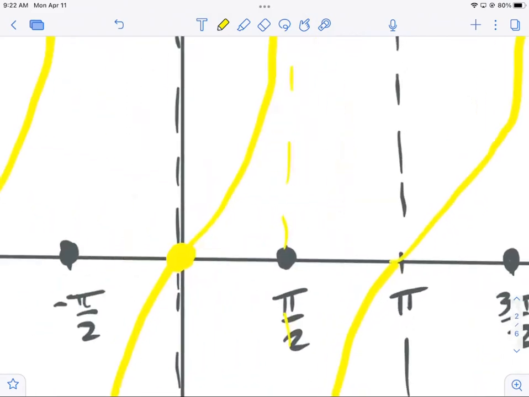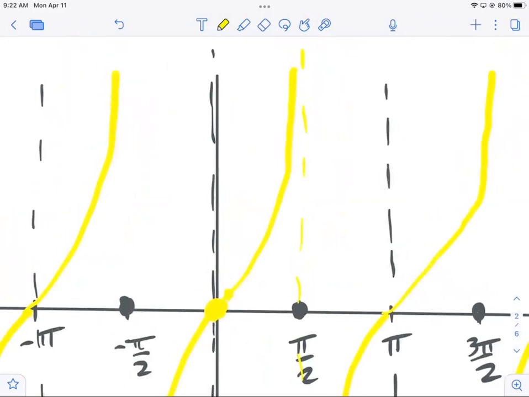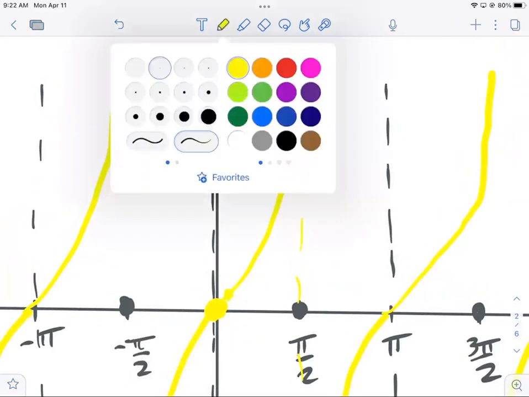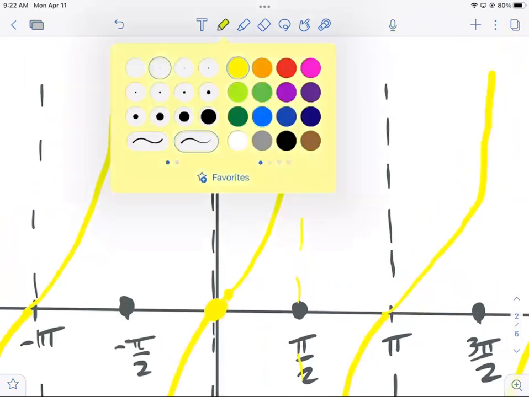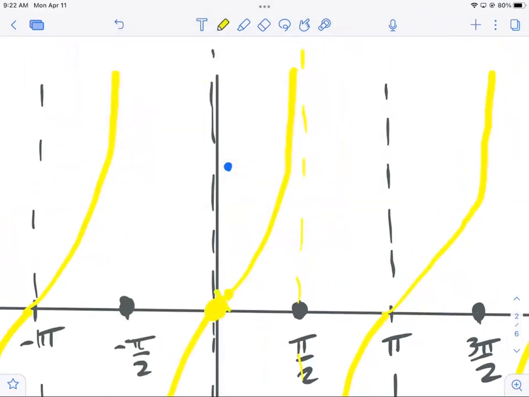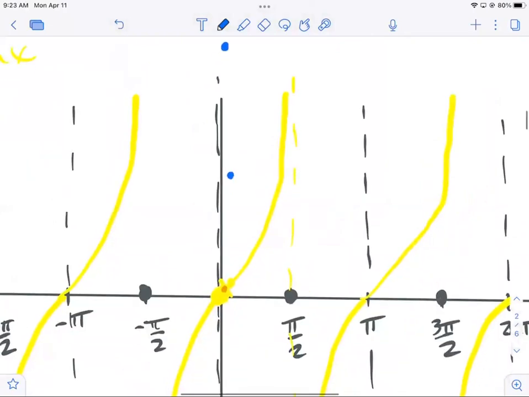Let's think about tangent right there close to the origin, like right here. Let's say that that value is 1/2. What's the reciprocal of 1/2? 2, which is up here. Let's get even closer. What about right here? Let's say the y value there is 1/100. What's the reciprocal of 1/100? 100, which is way up here.